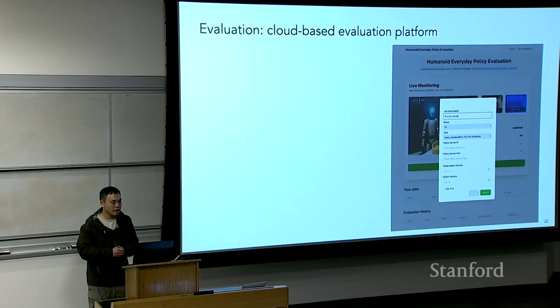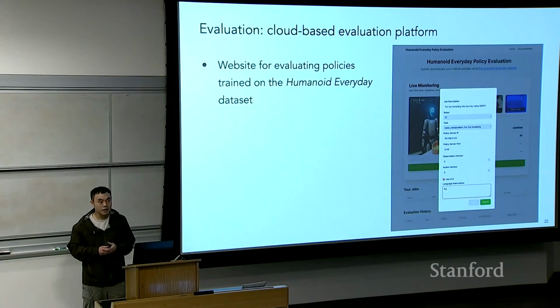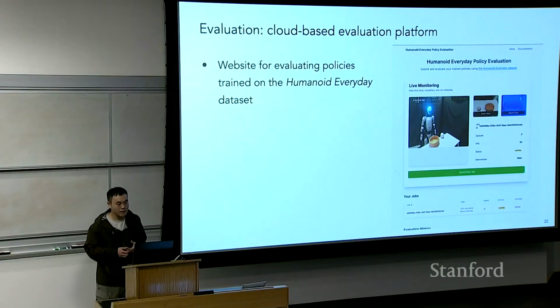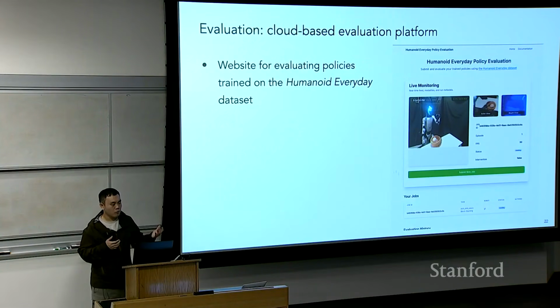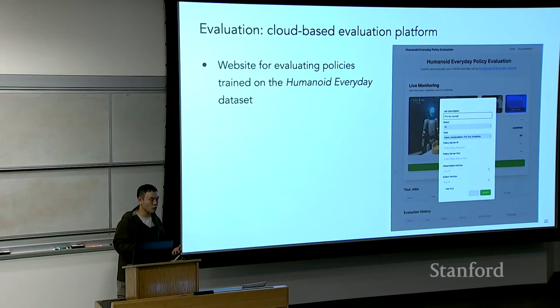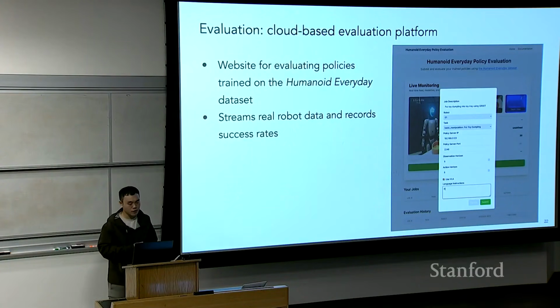And then finally, we developed an evaluation toolkit for people to evaluate their policies that are trained on this Humanoid Everyday dataset, because we believe not everyone who is interested in humanoid learning has a real robot to evaluate their policy on, or ways to compare their methods to existing ones. So we developed this cloud evaluation platform so that people can send their policies to us, and we evaluate the policies in the real world for them. So basically what we do is we stream the real robot data and record the success rate, and we send them back to the users.